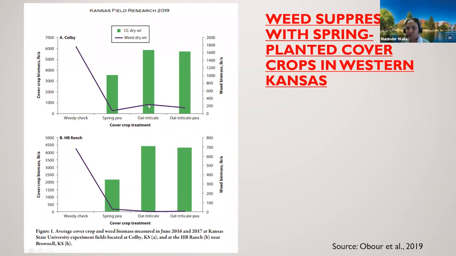And then again with the oat triticale and three-species seed mix, there was a statistically significant reduction in the weed biomass. At Colby, similar to the HP Ranch, with the inclusion of the cover crops in the system, there was more than 95% reduction in the weed biomass. There was a significant reduction in weed suppression with the inclusion of the cover crops in their rotation as compared to the fallow check.